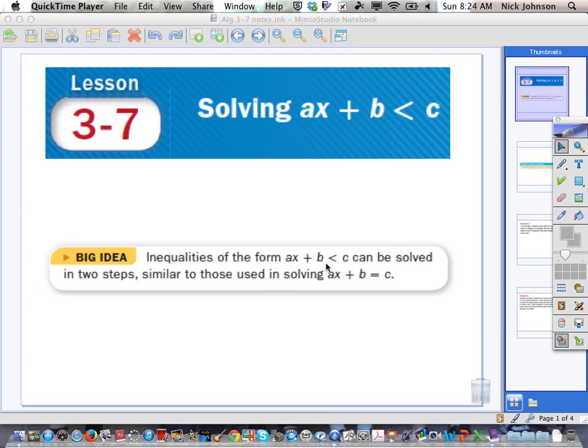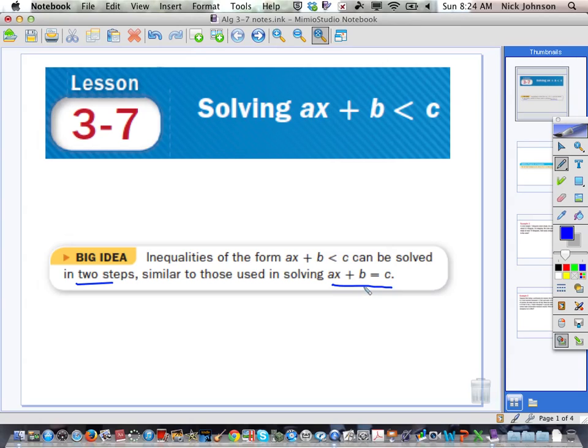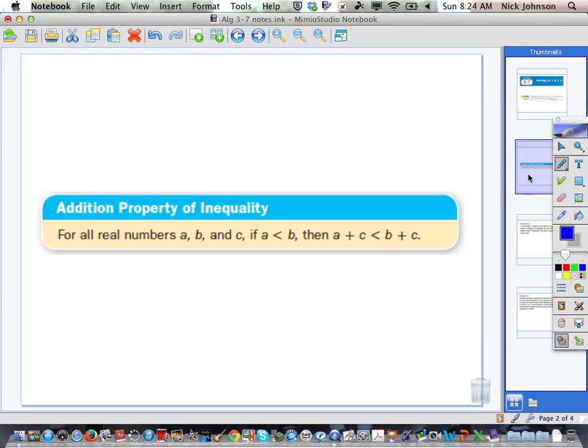Inequalities of the form ax plus b is less than c can be solved in 2 steps, just like solving an ax plus b equals c problem. We added or subtracted b, we divided by a, got our answer. Same process when you solve a problem of inequalities. Remember, using the inequality is the same thing as using the equal sign. So the addition property of inequality says if you add something to one side, you have to add it to the other side. Okay, same process.